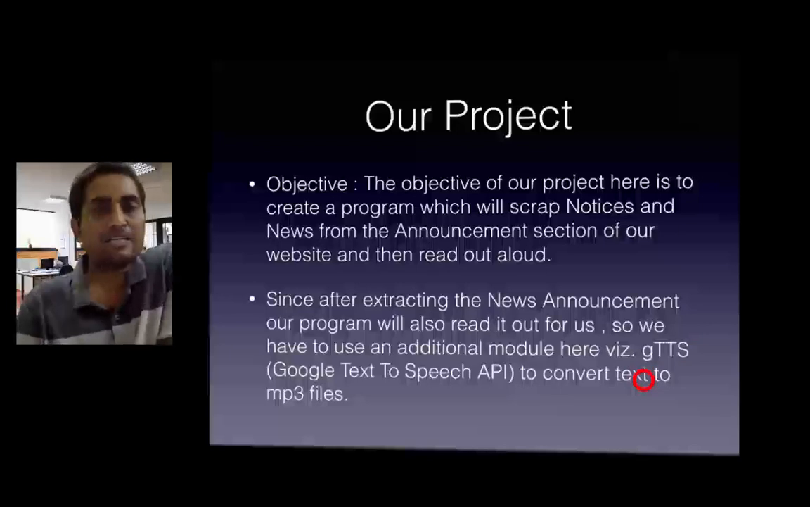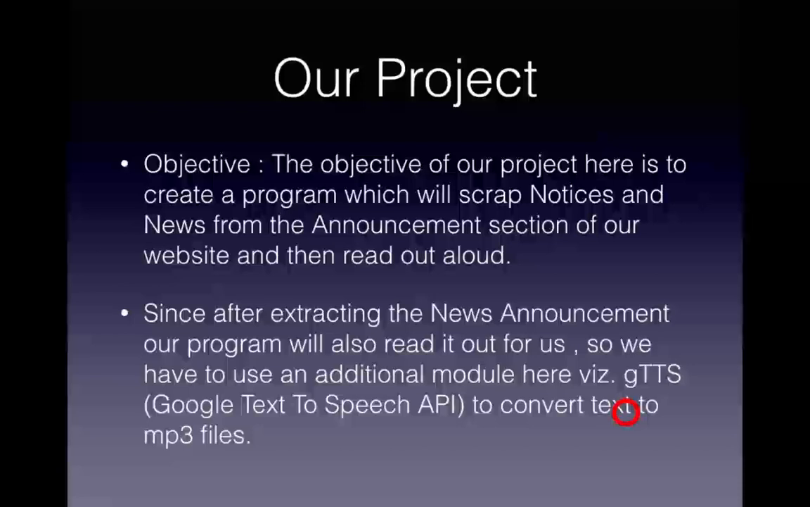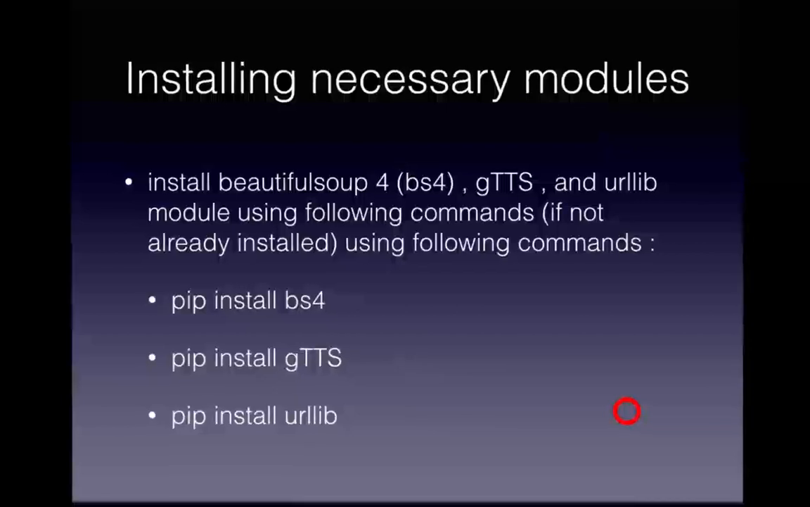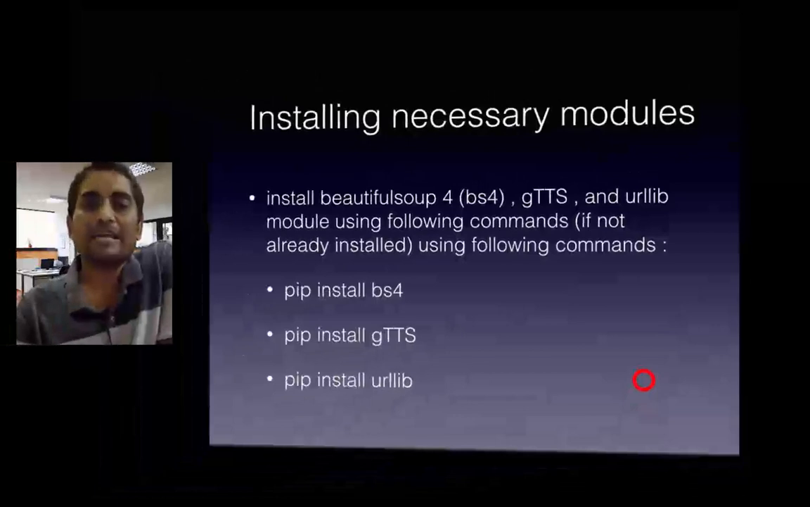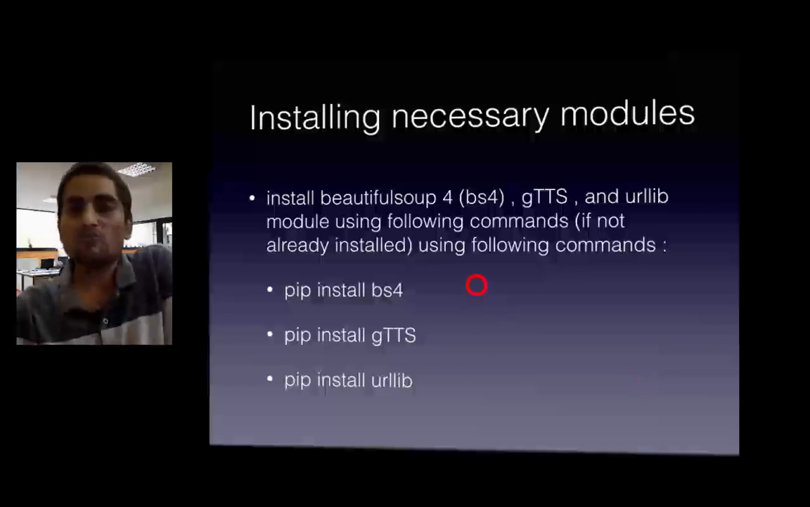So the objective of our project is quite clear. We want to extract some portion of our website, say for example the news or announcement section, convert that text into speech, and let our program read it for us. So let us begin. Let us start on how to write the code. This is one of the important aspects of Python, where we can take Python a bit forward in making exemplary programs.